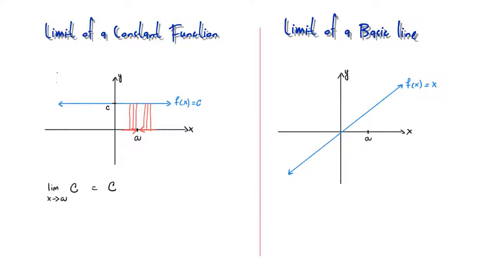So for example, if the constant function is y equals 3, and they ask me, what is the limit as x approaches 4 of the function 3? Try to imagine that. Then I know that because the y values are always 3, regardless of what x is equal to, then the limit is going to be 3.